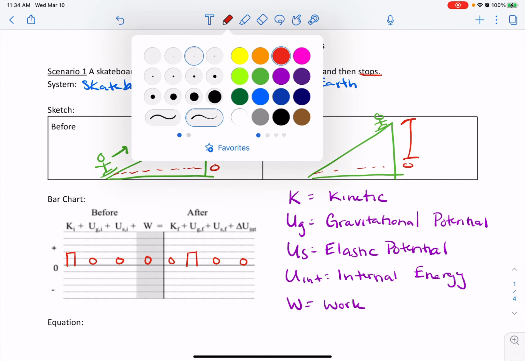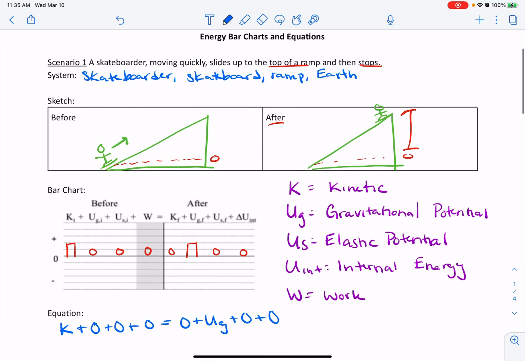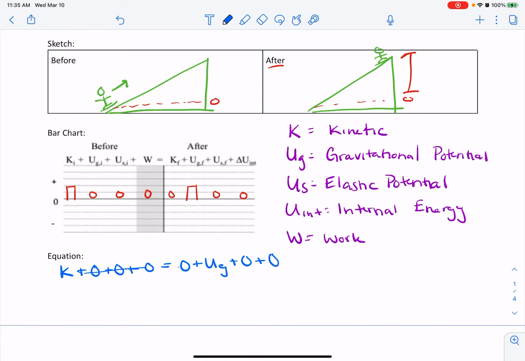Now we can make an equation based on this. How I make an equation is: if there is a bar, I write the symbol for that type of energy, and if there isn't, I just keep it as a 0. So I have K plus 0 gravitational plus 0 elastic plus 0 work equals 0 kinetic plus we do have gravitational plus 0 elastic plus 0 internal. Now I'm just going to rewrite this, getting rid of all of my zeros. And I have K equals UG. That's my final answer.